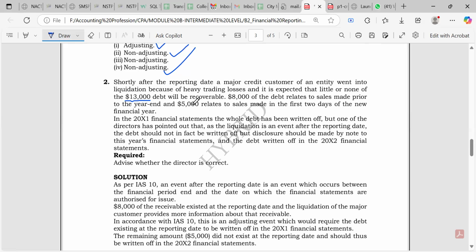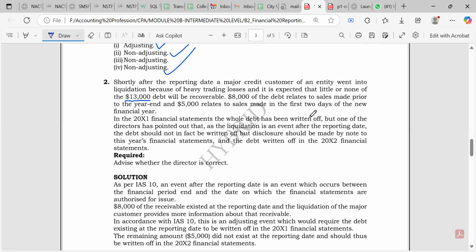Okay, so 5,000 is actually an event after the reporting period, right? The 8,000 is not an event after reporting, it is within the period actually. If you have to adjust something within the period, you definitely have to adjust it because it actually relates to that period, no discussion, right?